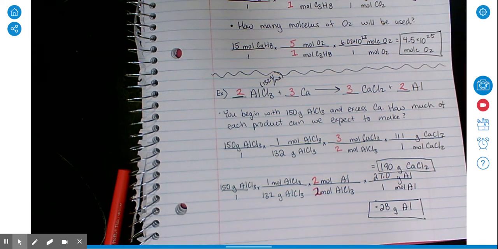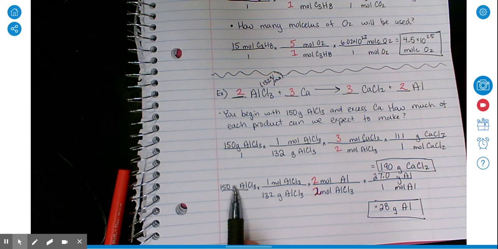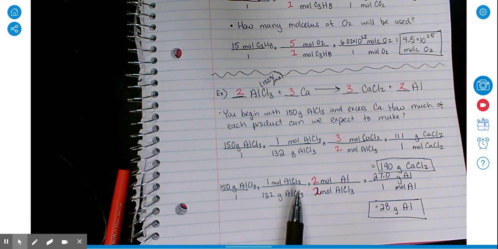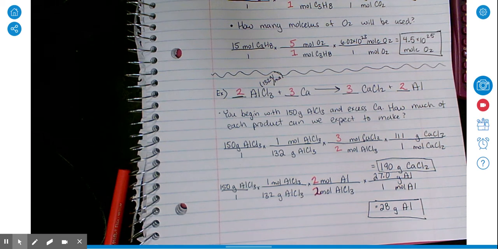Now, depending on your rounding of atomic masses, you might have got 29 or something very, very close. As long as you round it appropriately and your numbers match your rounding, you'll be good. But just know that your numbers might be slightly off just depending on when you rounded here, but you should be really, really close.